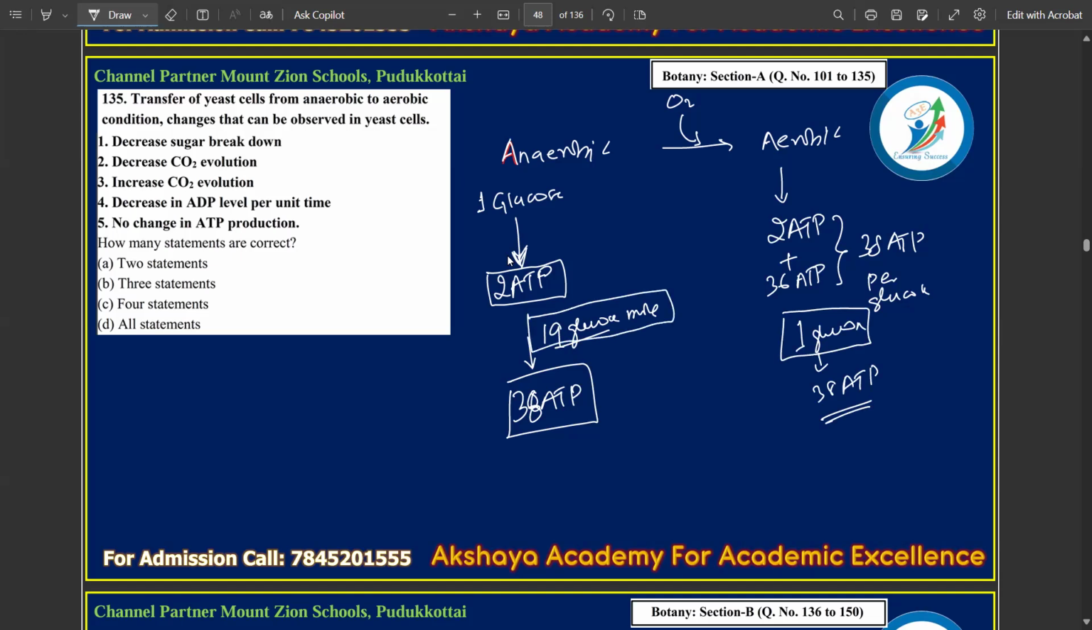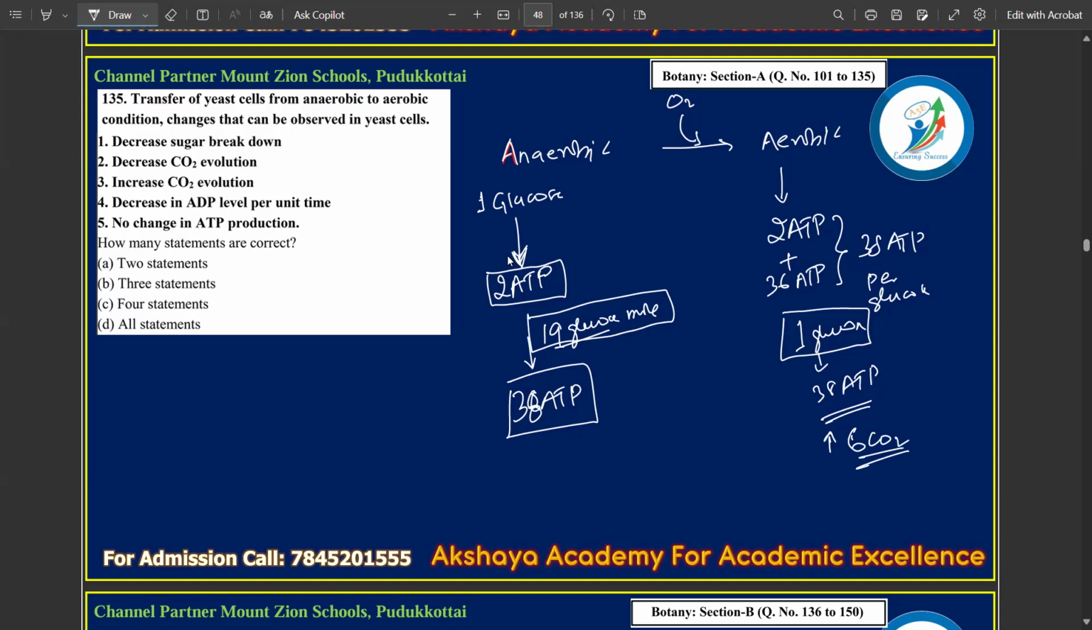Condition two, decrease in CO2 evolution. When they are doing complete oxidation inside the mitochondria, the glucose will be completely oxidized and completely decarboxylated, generating 6 molecules of CO2. So compared to anaerobic condition, in aerobic condition the quantity of CO2 will increase.